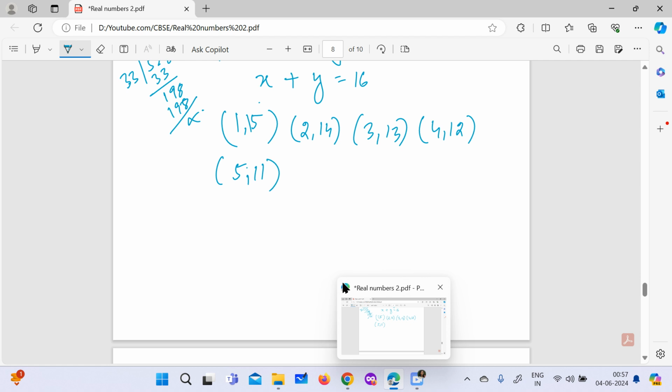Okay, so we should get the sum as 16. So we can write so many. We just stop with these few, because now you can also write 6 and 10, and then we can also have 7 and 9. We can have so many. So we will go with this one.